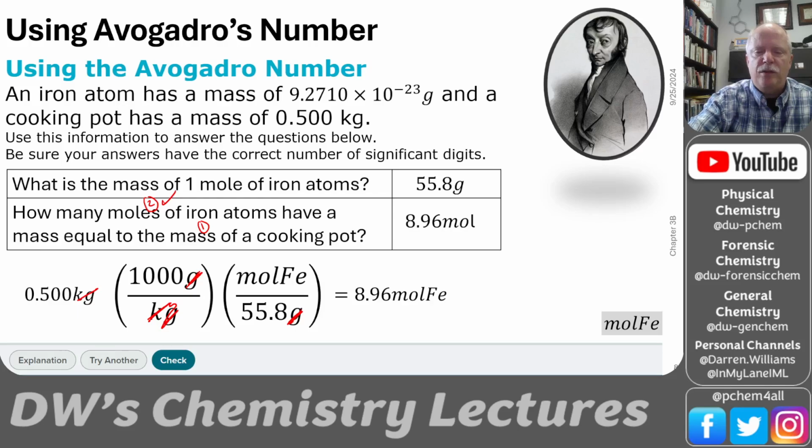So this is the way we use the molar mass. We can use it right side up with the 55 grams on top and moles on bottom, or we can use it upside down to get out of grams and into moles.